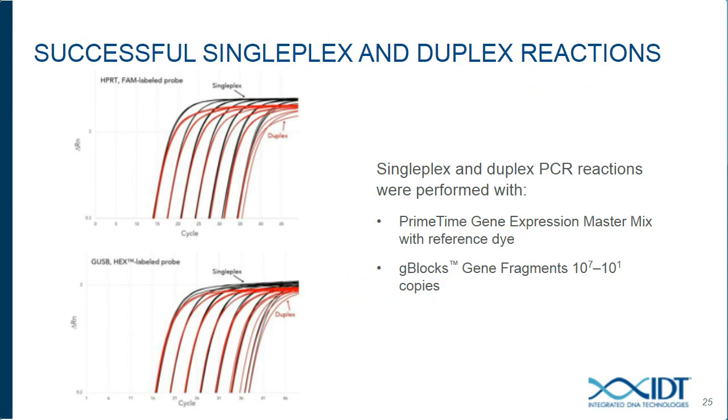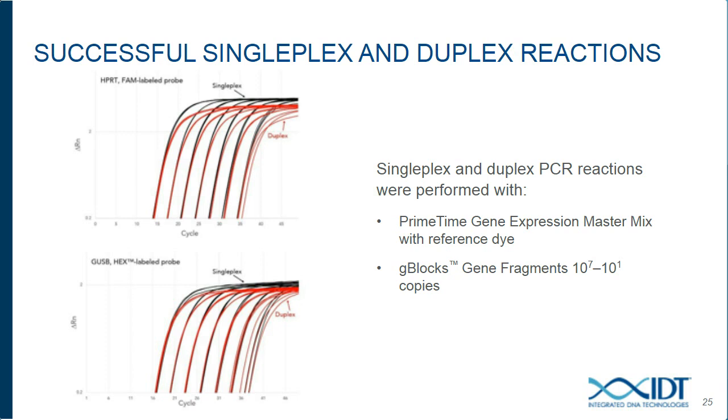Now that we've looked at our assays and ensured that there are no concerning dimers, we have our 2 dyes selected, FAM and HEX. I wanted to spend just a few minutes looking at some data that was generated with these 2 assays. For each assay, we ran them as a singleplex or as a duplex with FAM and HEX, using the PrimeTime Gene Expression Master Mix with reference dye and our gBlocks double-stranded DNA gene fragments as our controls.